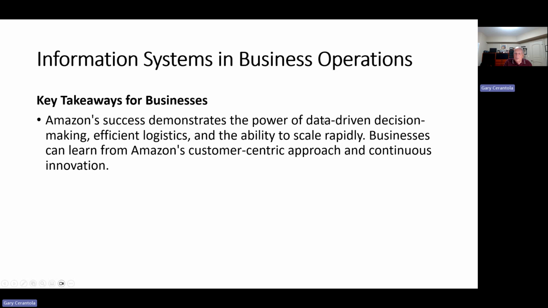So the key takeaways, look at Amazon. Their success demonstrates the power of data-driven decision making, efficient logistics, and the ability to scale rapidly. I mean, with their AI capability in their organization, they're always going to be on the leading edge, in terms of providing a customer-centric approach and continuous innovation.